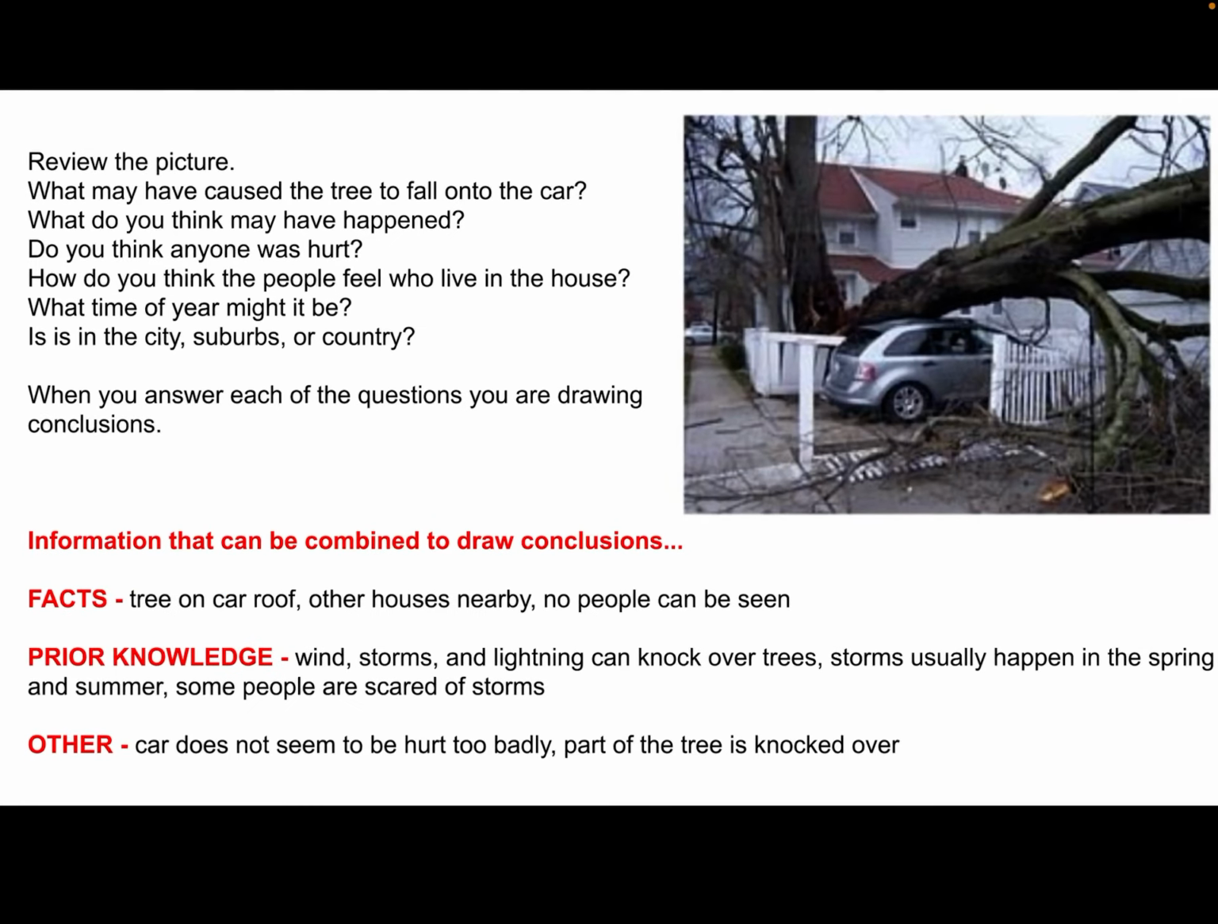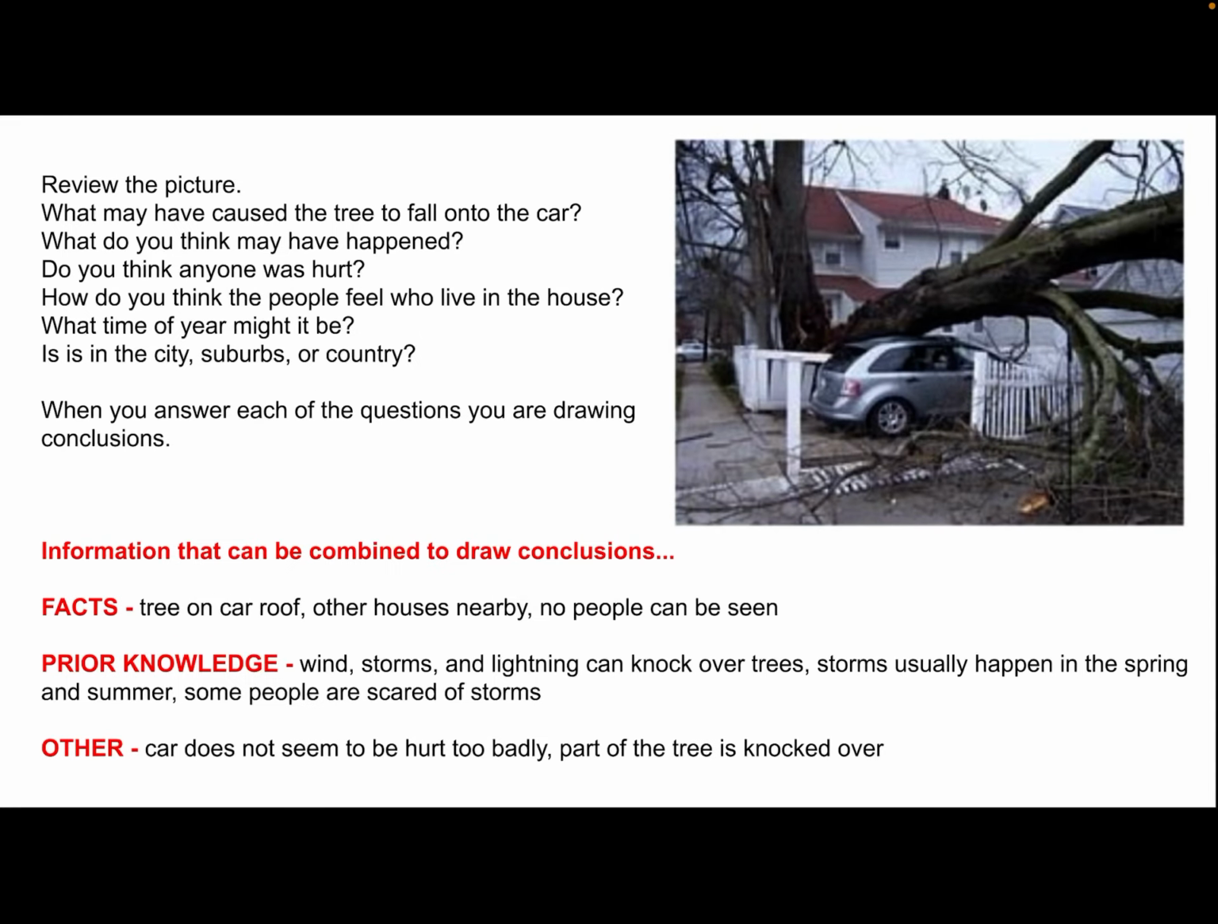Okay, welcome back. So what conclusions can you draw from the picture? All right, so the information that can be combined to draw the conclusion: facts, there is a tree on the car roof. Other houses nearby, no people can be seen. Prior knowledge: wind, storms, and lightning can knock over trees. Storms usually happen in the spring and summer. Some people are scared of storms. And other, the car does not seem to be hurt too badly. Part of the tree is knocked over.